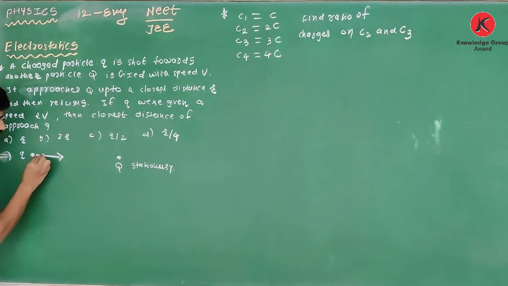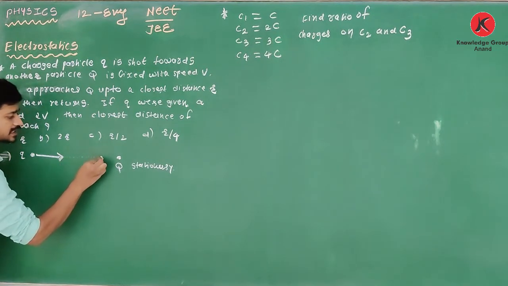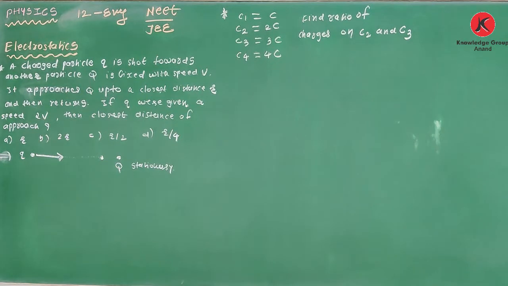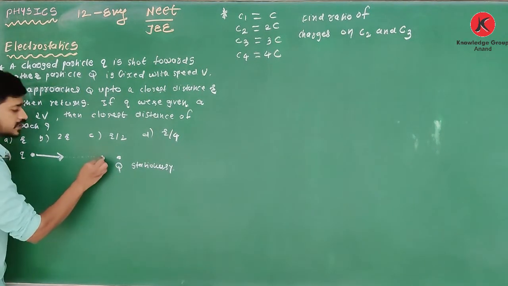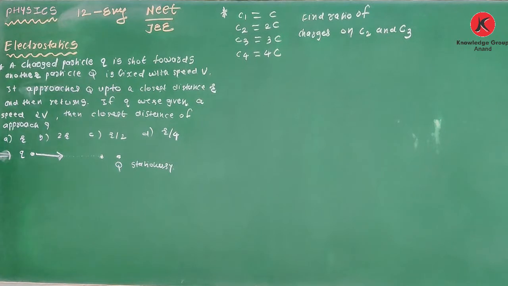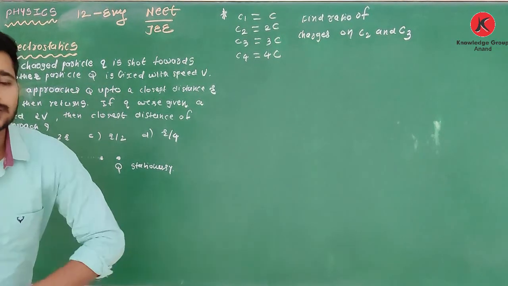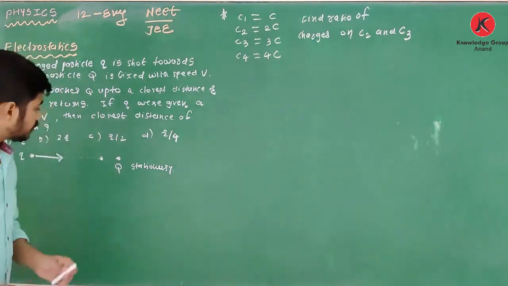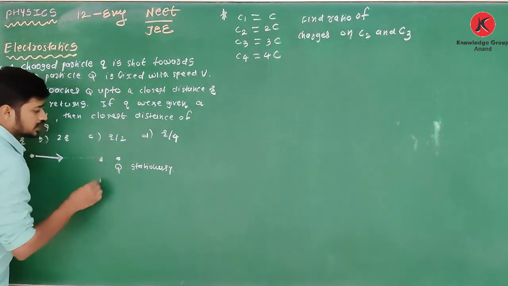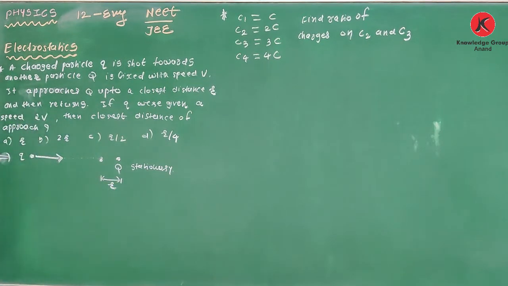So its kinetic energy decreases, and at some distance its total kinetic energy will become zero. You know that according to the law of conservation of energy, as kinetic energy decreases, potential energy increases. So as it approaches this distance, it is called the closest distance of approach, that is r.